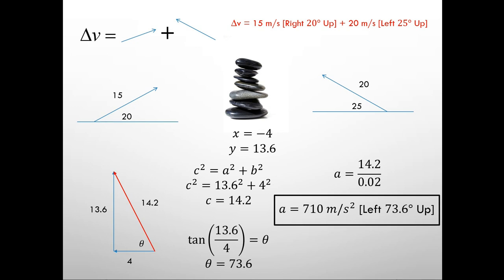If you compare this to the previous answer, you'll see that the magnitude of the acceleration is the same, but the angle is measured differently. And that's simply because in this example, we measured it left going up, and in the other example, we said up going left. But if you draw those two vectors, they are coterminal. They result in the same arrow. So they are equivalent answers.